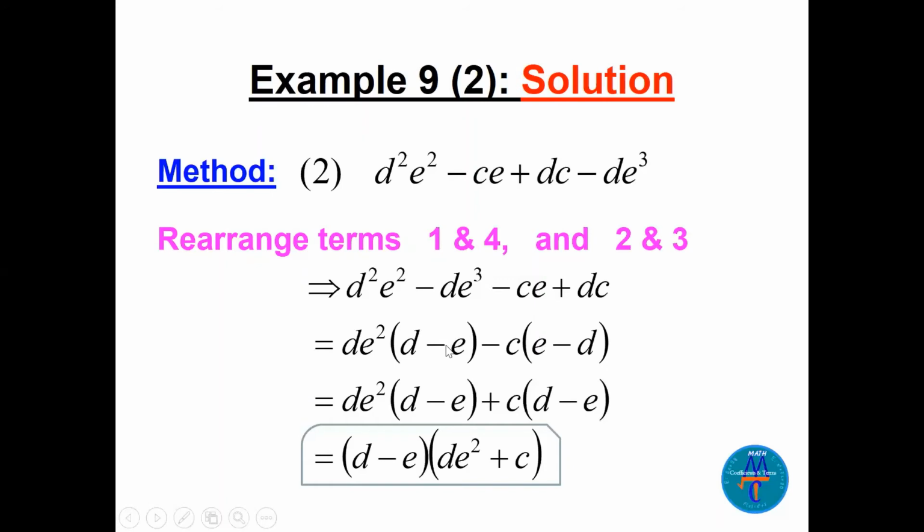I look here, D minus E, E minus D, they are not the same. So I have to make them the same. So I take again from here, from E minus D, I take minus common factor out, minus only. If I take minus, then D minus E becomes, and also the outside here becomes plus C. Now D minus E is common. I'm left with D minus E times squared plus C.